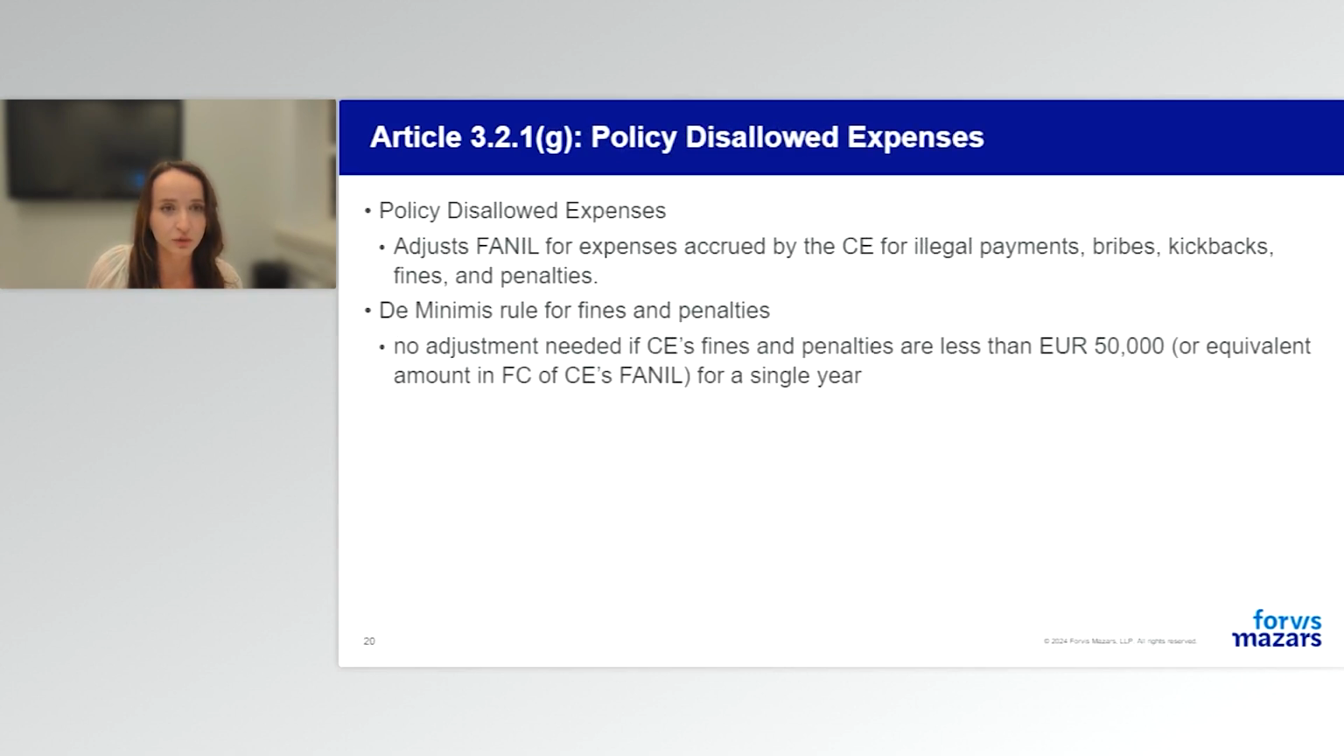Now let's move to the adjustment regarding the policy disallowed expenses. These expenses include fines, penalties, and illegal payments such as bribes. In principle, such expenses are disallowed, but there is a so-called de minimis rule. In that case, no adjustment is required for disallowed expenses if the total amount is less than 50,000 euros per year. A side note is that interest charges for late tax payments are not considered fines, and no adjustment is needed for that.